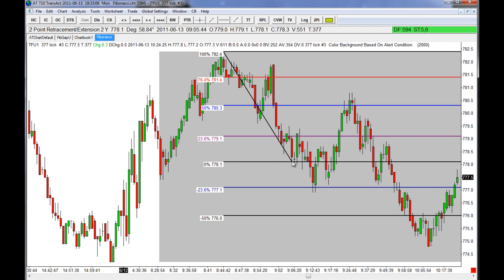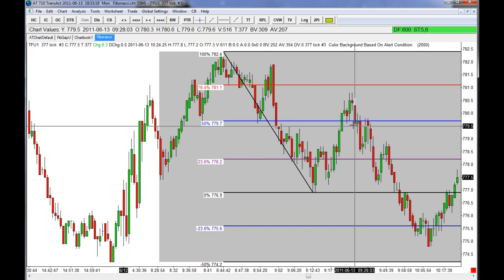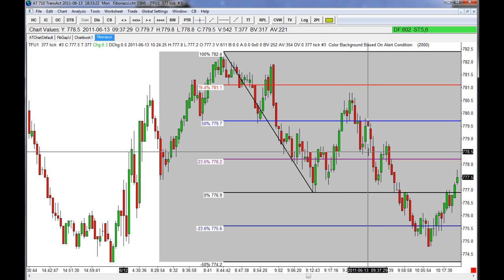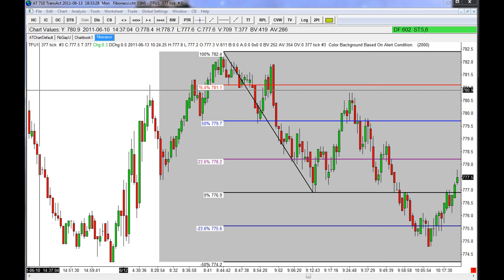So draw a fib in the opposite direction. It goes down to negative 23.6. Then retraces to the 23.6 level. So move the 0% line. Get an entry here at 779.6. Get filled here. Okay, so that would be 14 ticks, that trade.